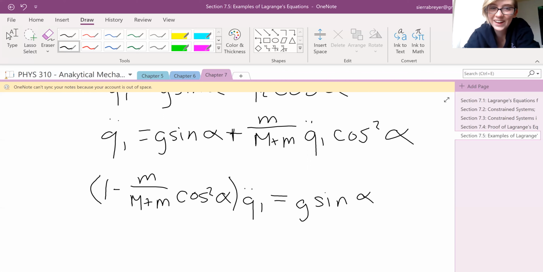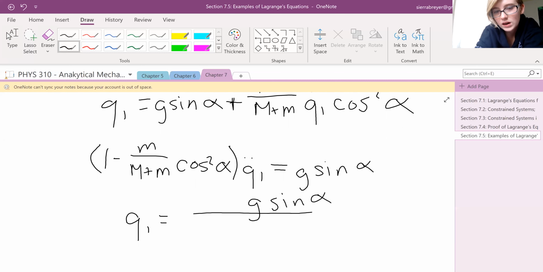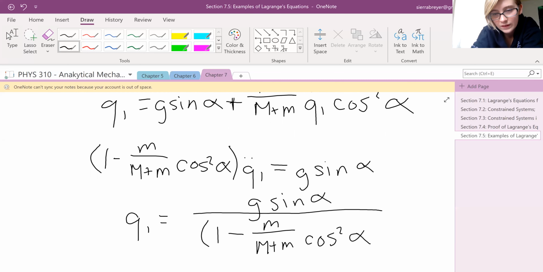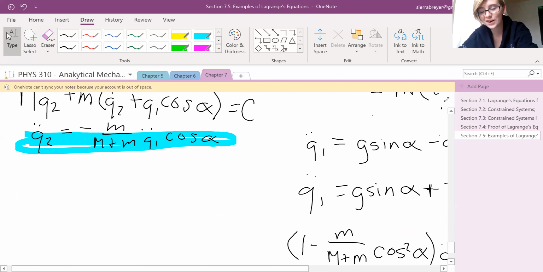Then I'm going to divide all that to get Q1. Q1 is going to be equal to this super gross fraction. There we go. Now, if you have Q dot dot 1, if you have the strongest desire, you can plug this bad boy back into this blue guy up here. I don't have the strongest desire, so I'm gonna leave it there.